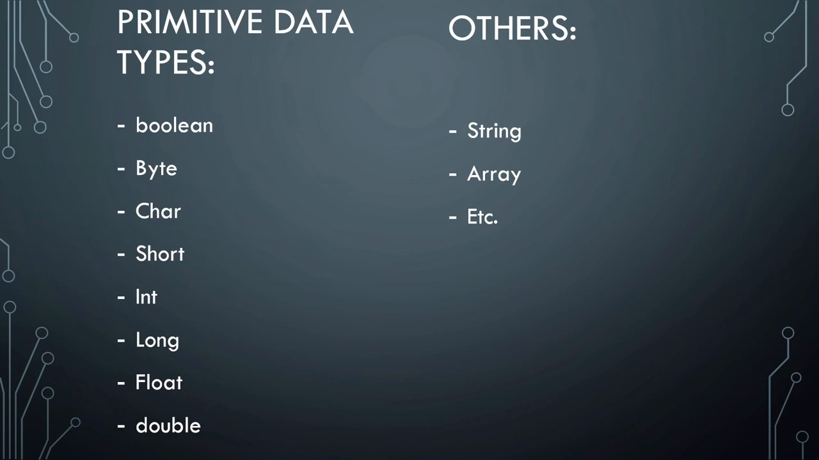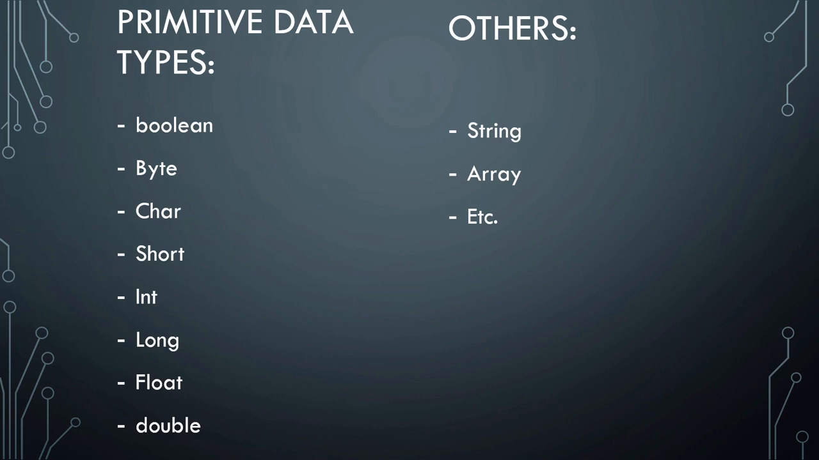Java has two main types of variables. There's primitive data types, and then there's other types of variables. So primitive data types are quite simply tiny bits of information, just one single piece of information that is stored directly in memory. Very simple. And there are 8 different types of primitive data types in Java. So these being boolean, byte, char, short, int, long, float, and double.